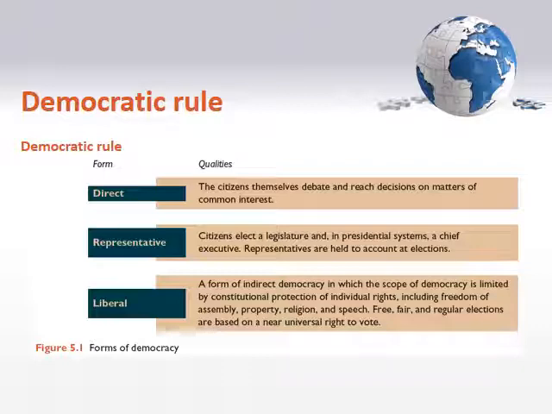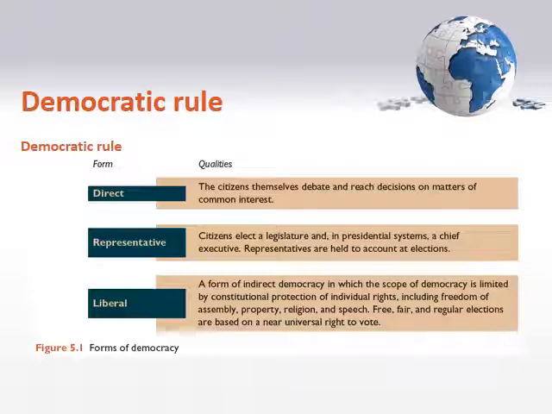Direct democracy, the Athenian example, which I just discussed. Again, representative democracies are those where people elect a legislature and maybe an executive branch if they're in a presidential system, and they make the decisions, okay? And they're held accountable for those decisions during regular elections.